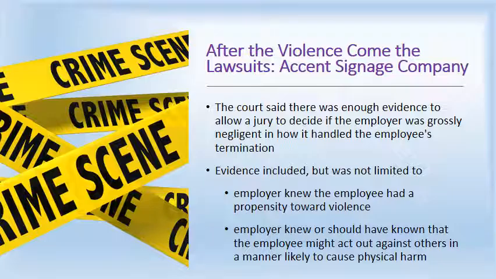In this case, the court said there was enough evidence to allow a jury to decide if the employer was grossly negligent in how it handled the employee's termination. Evidence included, but was not limited to, the employer knew the employee had a propensity toward violence, and that the employer knew or should have known that the employee might act out against others in a manner likely to cause physical harm.